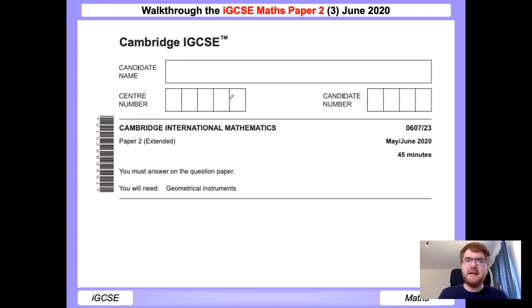Okay, and welcome to another Ginger Mathematician video where I'm going to go through an iGCSE Maths Paper 2 and take one of the more up-to-date ones here. So June 2020, this is version 3. You see this page in front of you.